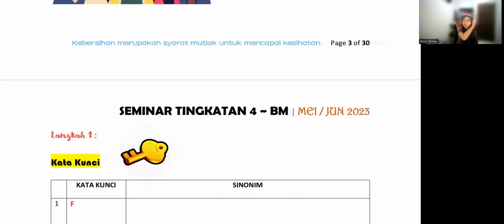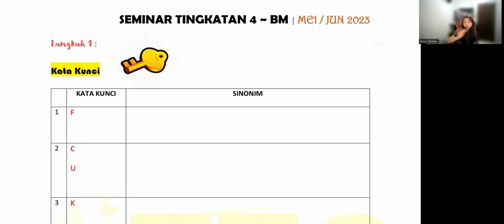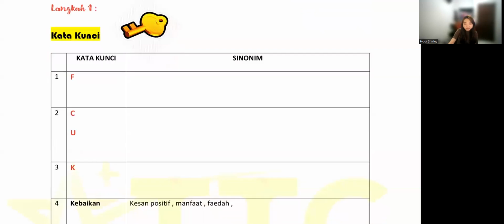So right now, before we start our model papers, the full model papers that show how you should answer in the exam, let us do this first, the kata kunci. Because kata kunci is important when you do your karangan and also the rumusan. FCUK. Hey, I saw some familiar names. So guys, do you still remember what this FCUK is? When we do the karangan and we need kata kunci, remember?